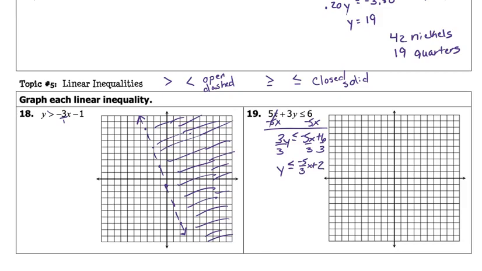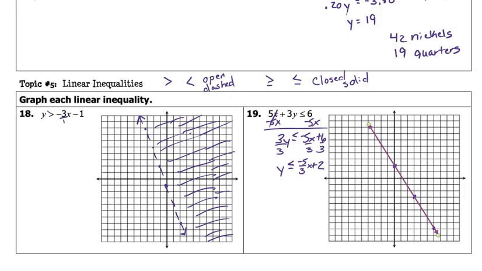So we're going to start at 2, and then we're going to use our slope, negative 5/3. So 1, 2, 3, 4, 5. 1, 2, 3. We'll get a couple on here. And then we'll want to draw a line here, but this is actually equal to, so this will be a solid line. So let's get that drawn.